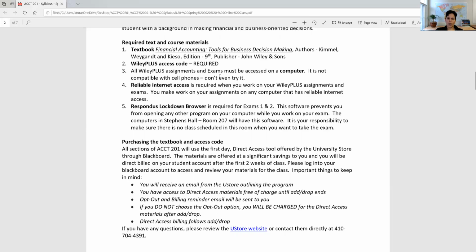All assignments are going to be done on Wiley Plus. Homework, quizzes, exams, except the final exam. Everything is being done through Wiley Plus. So you are getting your money's worth for this.